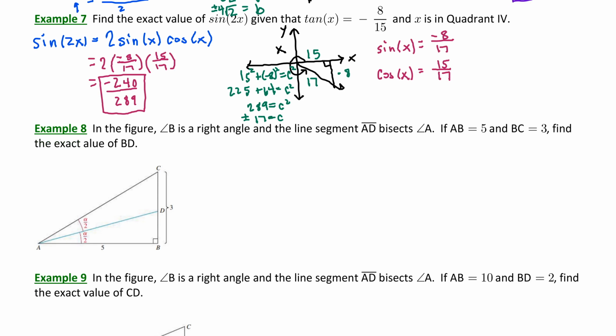Example 8, it says, in the figure, angle B is a right angle, and the line segment AD bisects angle A. So in the diagram, we can see that both of these angles are defined as alpha over 2. Therefore, the entire angle here would be defined as alpha. If AB equals 5 and BC equals 3, find the exact value of BD. So we are looking for the length of this segment right here. This type of problem is really going to test our trigonometry skills.